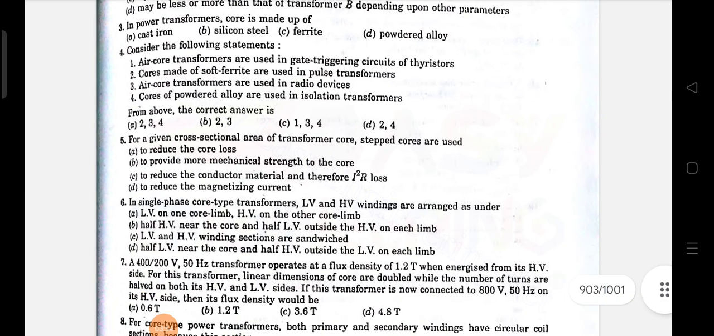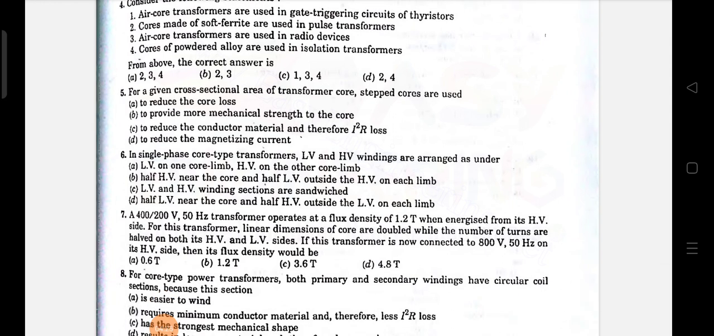Next, sixth question. In a single phase core type transformer, LV and HV windings are arranged as under. Always in case of core type transformer, first LV winding is placed, after that HV winding is placed. That means LV winding is placed near the core, after that HV winding. But to reduce the leakage flux, half of the LV winding is placed near the core, after that half of the HV winding, after that again half of LV, half of HV. That means from the fourth option, half of LV near the core and half HV outside the LV of each limb. Okay, that means the sixth question answer will be D.